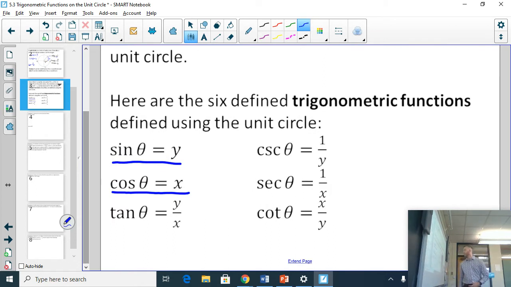And now all these are just reciprocals. Cosecant of theta is the reciprocal of sine, so 1 over y. Same with secant, it'll be 1 over x because it's the reciprocal. And then cotangent is the reciprocal of tangent, so you flip them, x over y. And that's how we get all those.